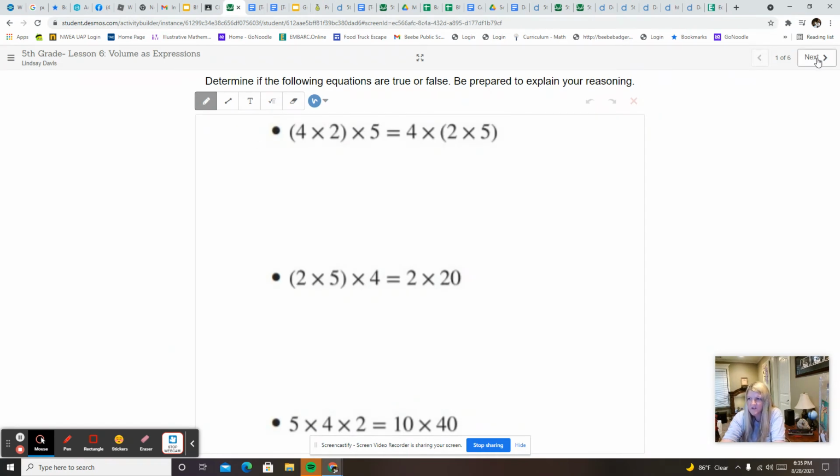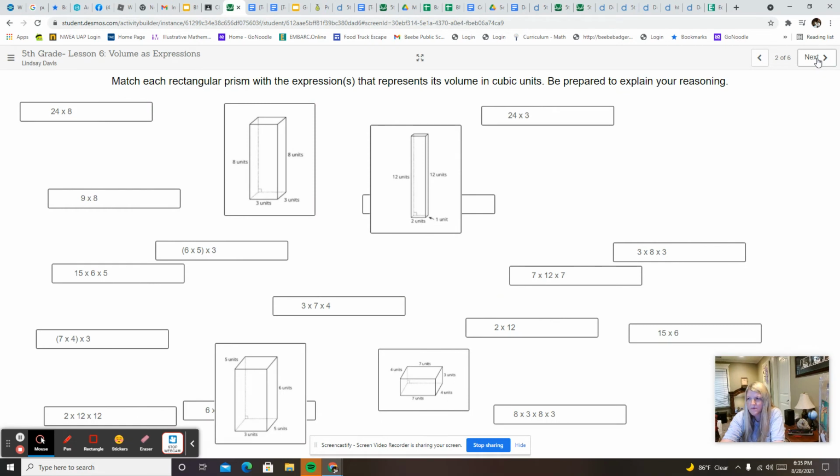This page is in your workbook, so you can just skip to the second page, and this is the only one that I really need you to focus on. It's matching each rectangular prism with the expression that represents its volume. Some of them have multiplied the length and the width already and found the area, so you just have to multiply it by the height.